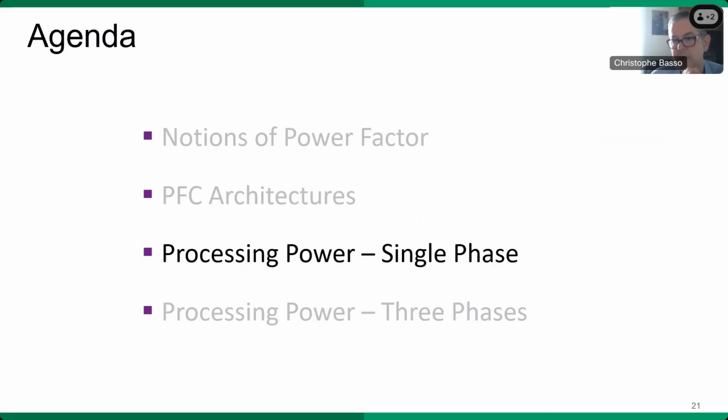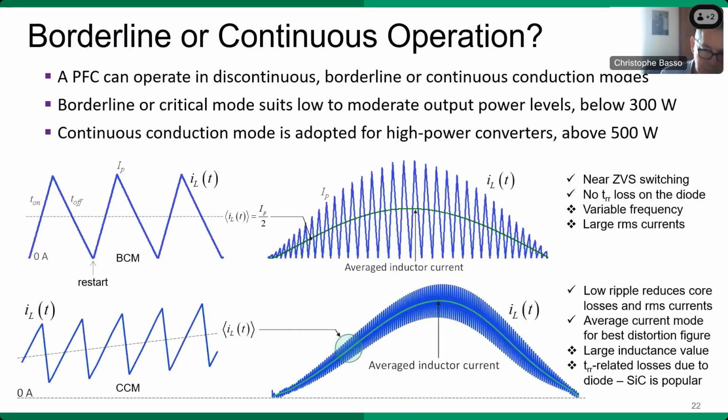Let's have a look now at how single-phase power factor correction is realized in single-phase networks. So, as any switching converter, a boost PFC can operate in different modes, depending on how the inductor current evolves within a switching cycle. We call it borderline conduction mode, or boundary or critical mode. It's abbreviated CRM or BCM, depending on the literature.